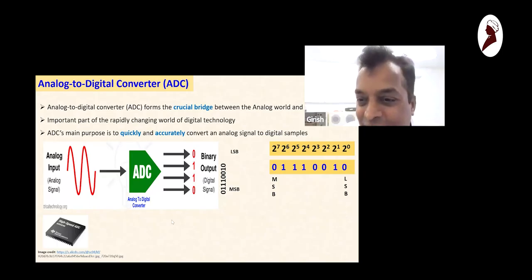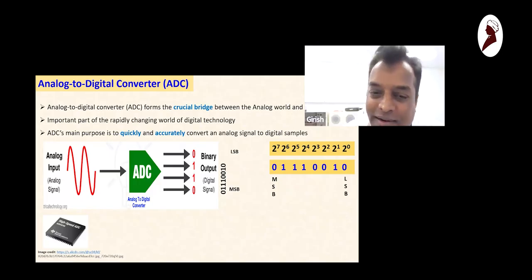Just as an exercise, on the right side there is a binary number, 011 followed by more bits. Can anyone tell me what the value of that binary number is in decimal?